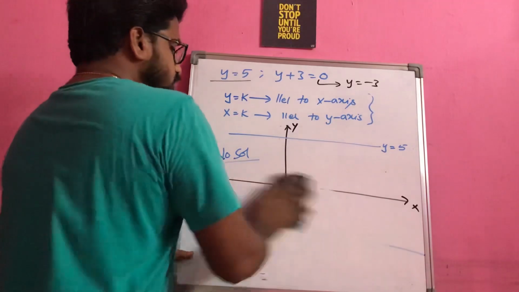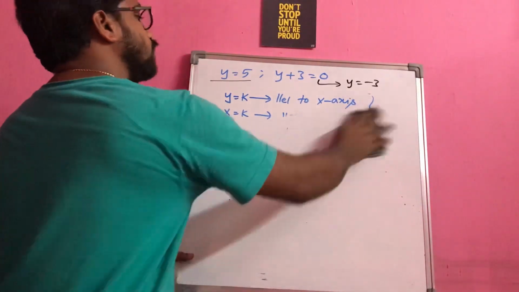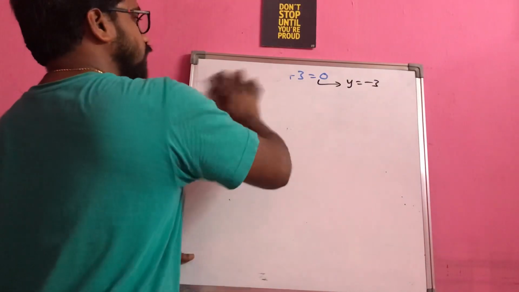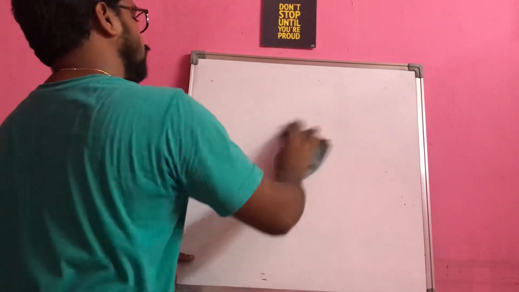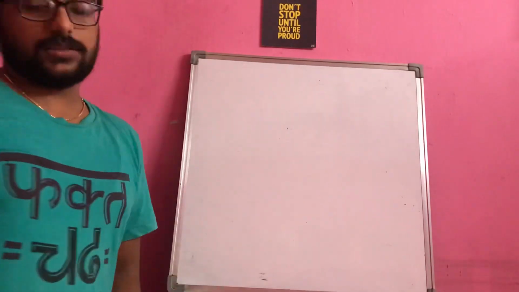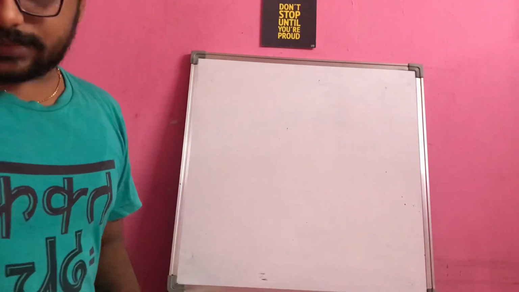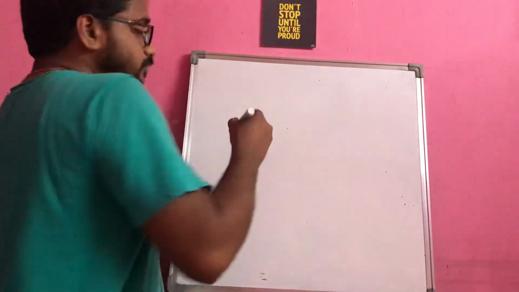Right? Now, this is the basic thing. Similarly, they may ask you something like x is equal to 7 and x is equal to 9. Even these two are lines parallel to the y-axis. So you will be getting vertical lines like this. Okay. Now let us see another important model here.